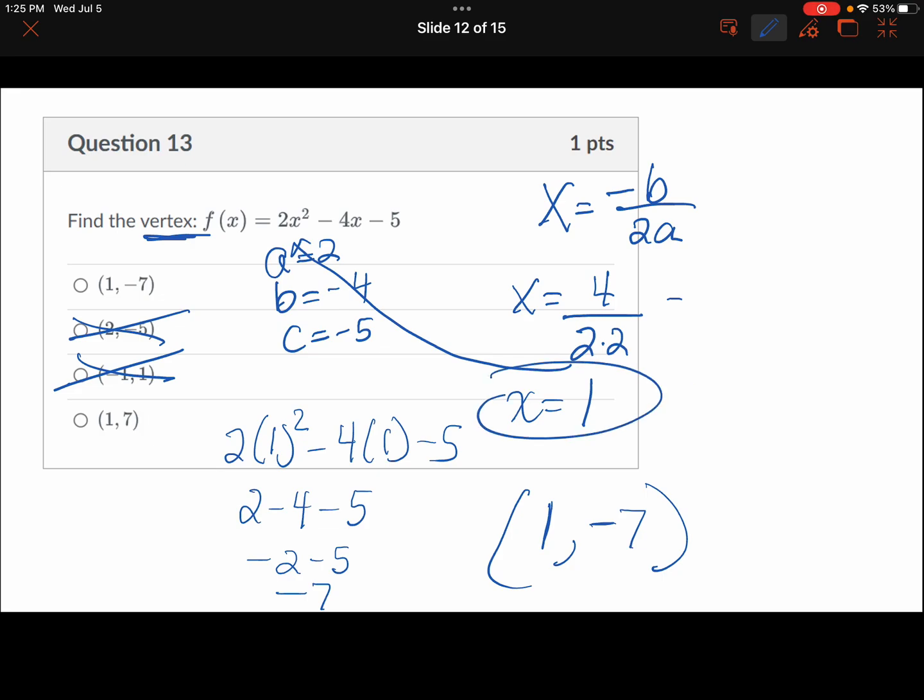This X value is also called the axis of symmetry.